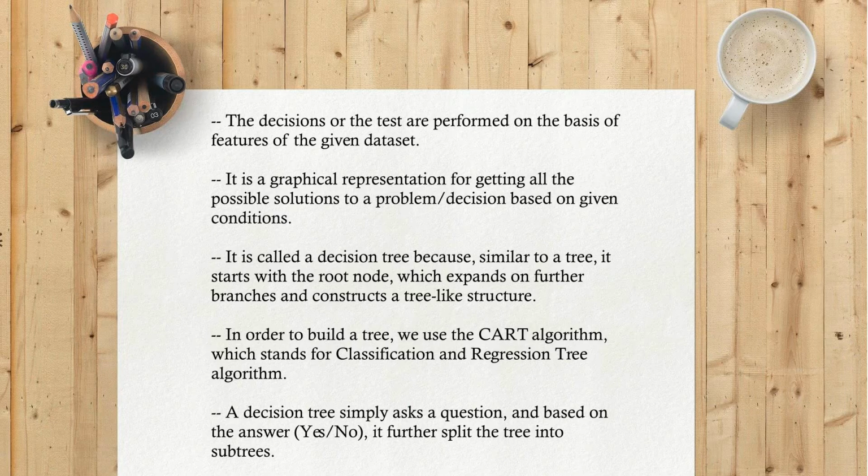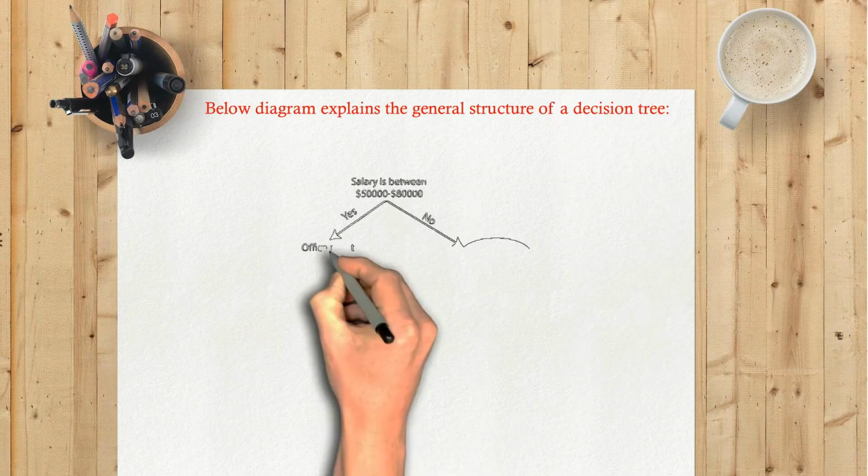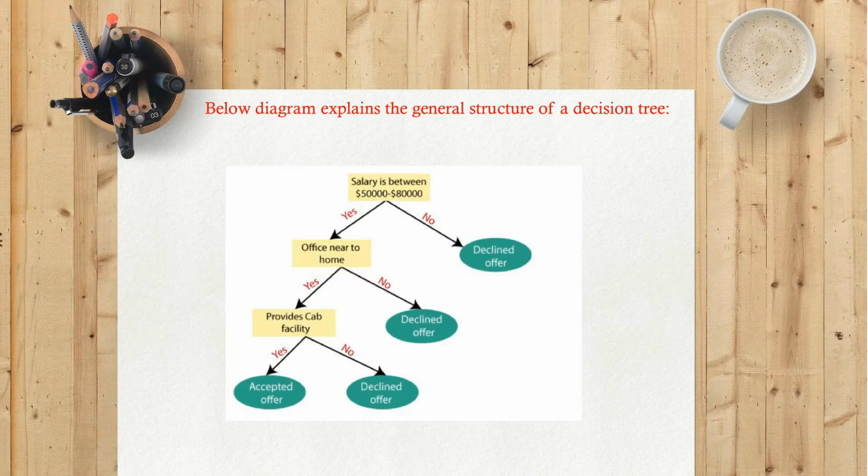It is called a decision tree because, similar to a tree, it starts with the root node, which expands on further branches, and constructs a tree-like structure. In order to build a tree, we use the CART algorithm, which stands for Classification and Regression Tree Algorithm. A decision tree simply asks a question, and based on the answer, yes or no, it further splits the tree into subtrees. Below diagram explains the general structure of a decision tree.